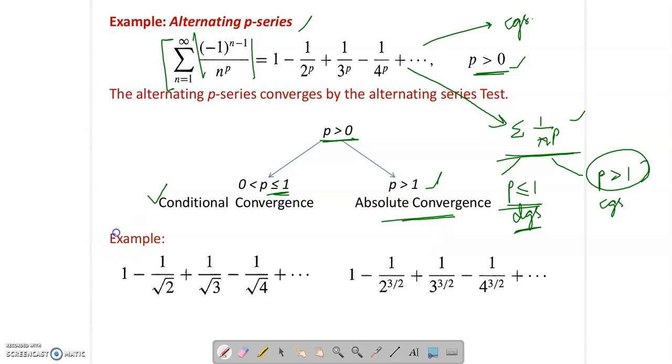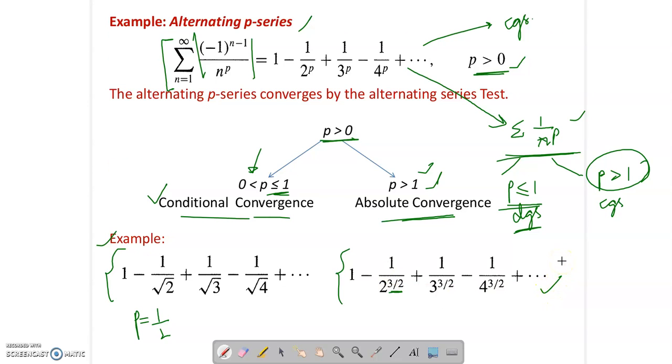Now look at this example. Suppose you are asked to test the behavior of this series. This is an alternating series. Also, this is a p series with p equal to 1 by 2. So you can directly conclude by the alternating p series test, since p lies in here, that this series is conditionally convergent. And what about this series? In here you have p equal to 3 by 2, which is this case. p is greater than 1. So we say that this series converges absolutely.